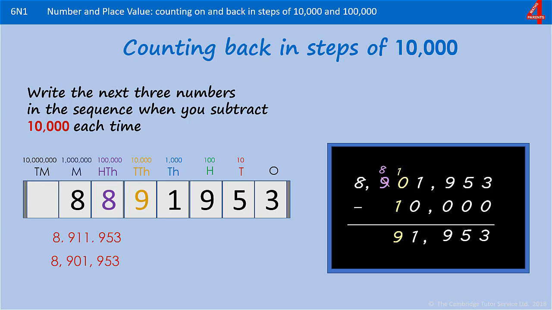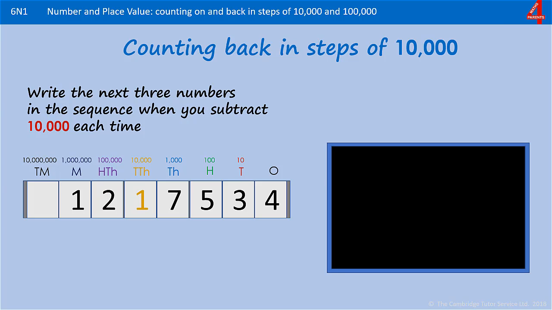Now we have 8 take away nothing, or 800,000 take away nothing, and 8 million take away nothing. And there's the third number in our sequence, 8,891,953. This is one for you to try. 1,217,534. You're going to find the next three numbers in the sequence when you take 10,000 away each time. Pause the video, have a go.